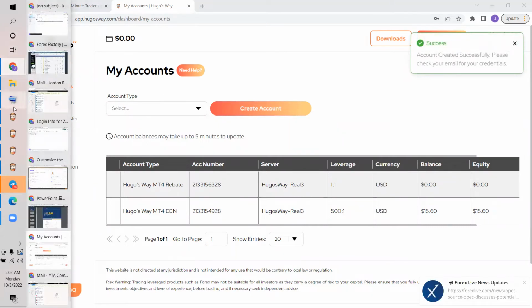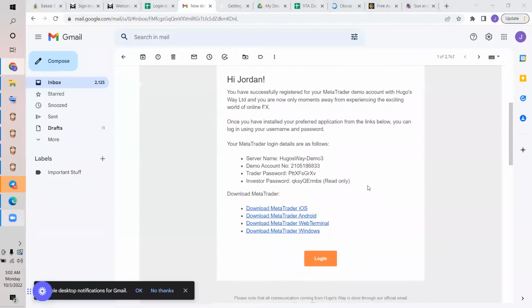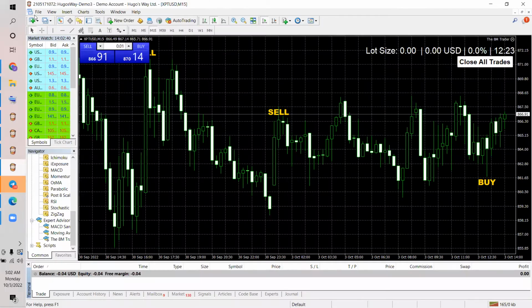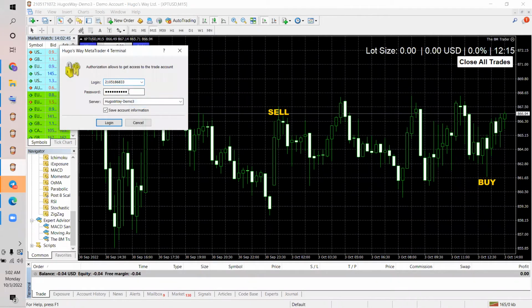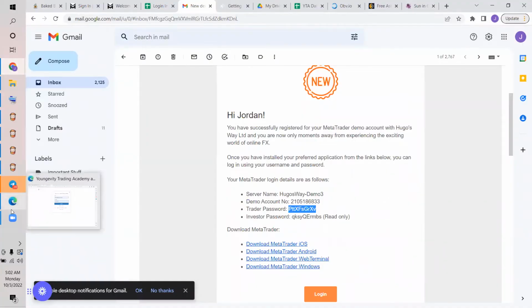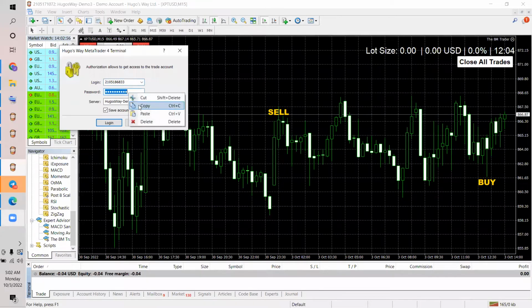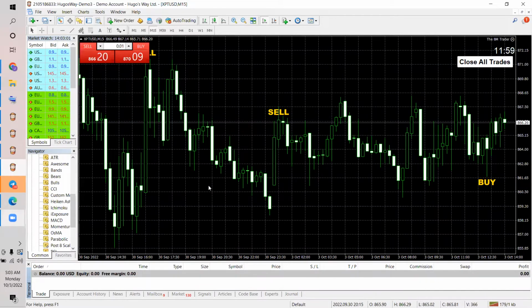So I'm going to go back to my email now. Okay, beautiful. So I'm going to go ahead and use this information right here to log into the account I need to replace. So I'll left click on file, left click on log into trade account. I'm going to take that account number I just copied and put that under login. And then the trader password, I will copy that, and this will go over to this right here. Now click on login. Okay, beautiful. So I am currently in that demo account here.